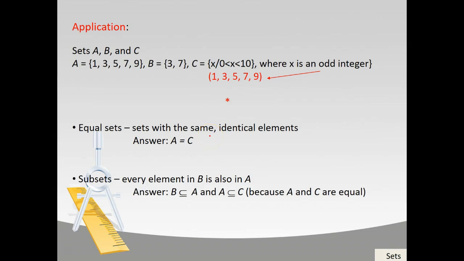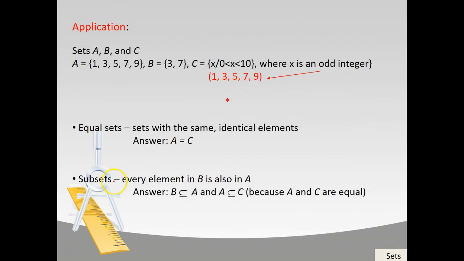Now moving on with sets, let's talk about equal sets. Sets with the same identical elements. So let's look at those sets we saw before. A had 5 elements in it. They're all odd, and they're all less than 10 and greater than 0. Remember that C also had 5 elements, all odd, less than 10 and greater than 0. So these sets are identical and they're equal. So your answer here would be A equals C.